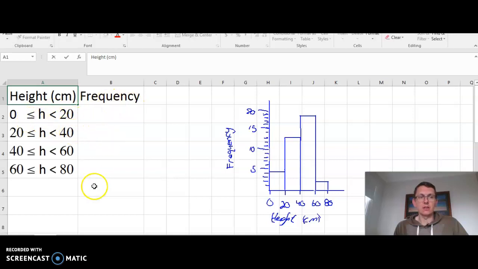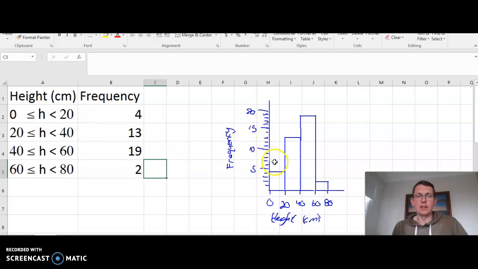Obviously, starting including 0 up until 20 would be in here. We can see there that we have 4 people, and so on, we can count all these. So we have 13 people including 20 centimeters up to, but not including, 40 centimeters. Then we also have 19 people, including 40 centimeters up until 60 centimeters. And here we've got 2 people who are measuring from 60 centimeters up until 80 centimeters, but not including it.